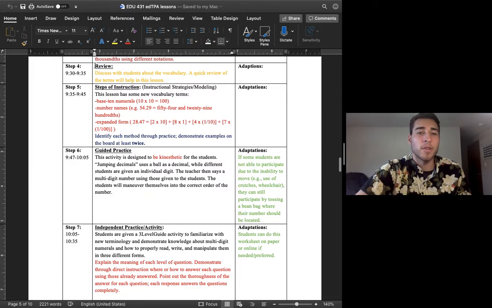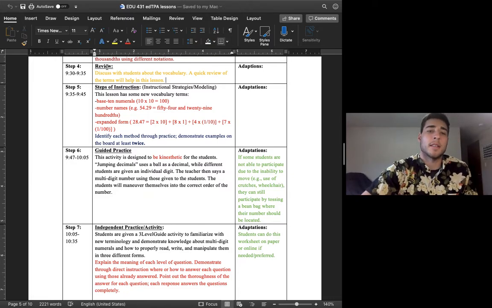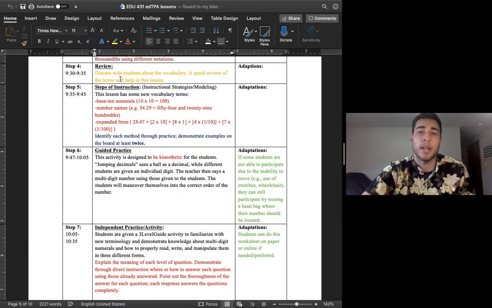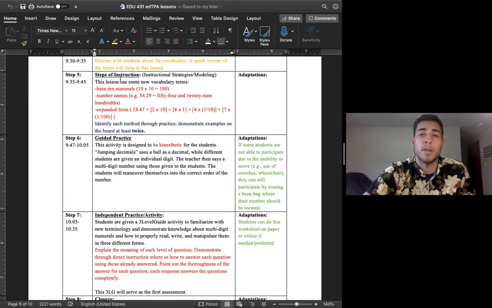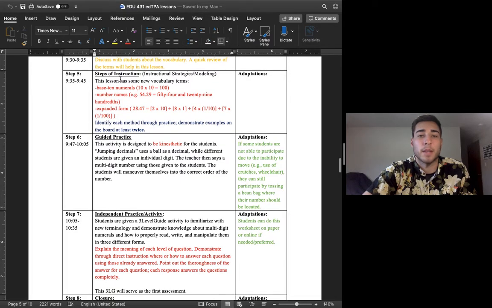So to review then, I just added this so that we can discuss as a class the vocabulary. We can bring out those vocabulary decoder sheets again, run through it a couple times just to review what the terms really mean in terms of understanding the decimals and the place values.